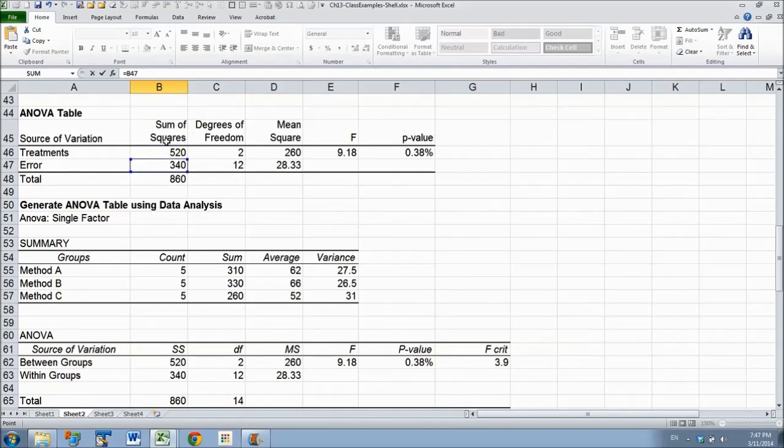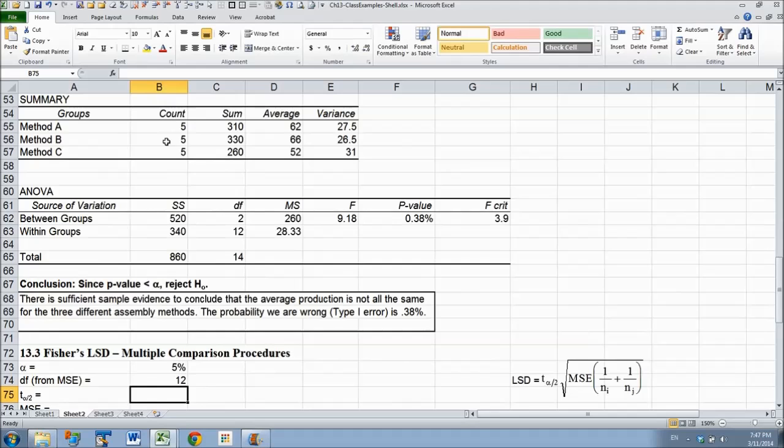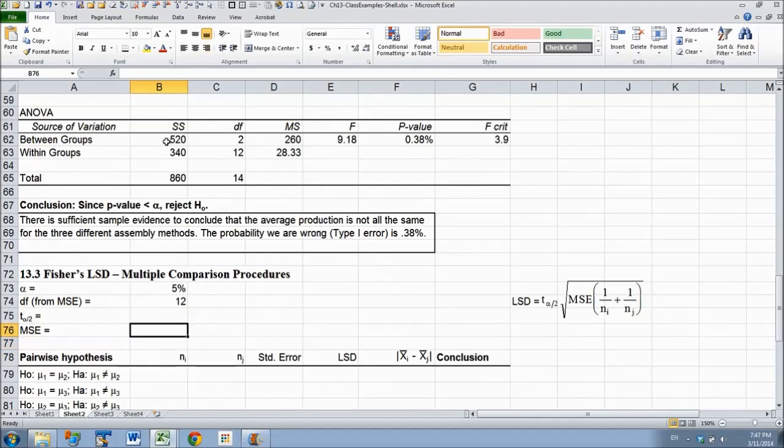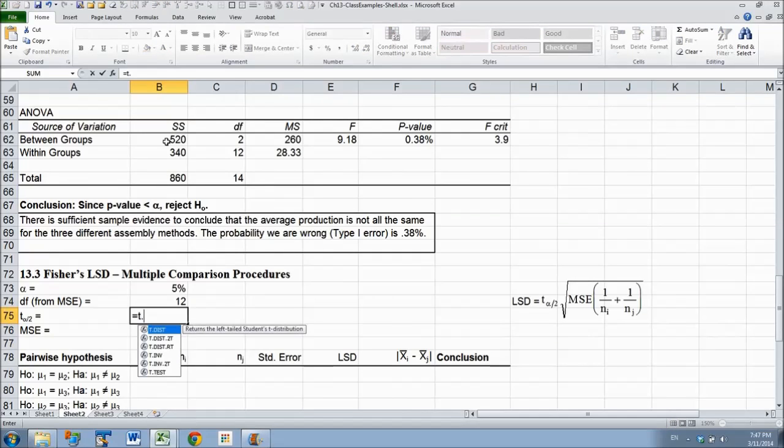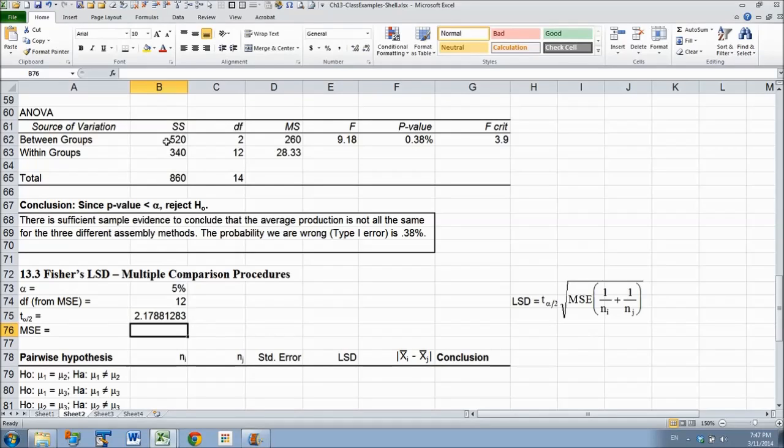for the error degrees of freedom. So the t table value, t sub alpha over 2, is the t table value. So that will be T.INV.2T of alpha comma degrees of freedom. This will give us the t table value.